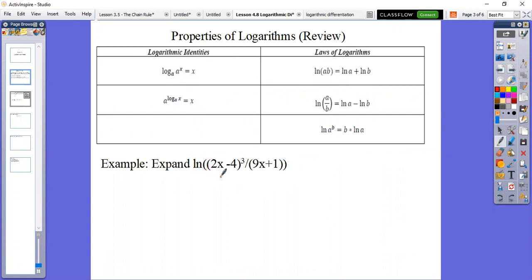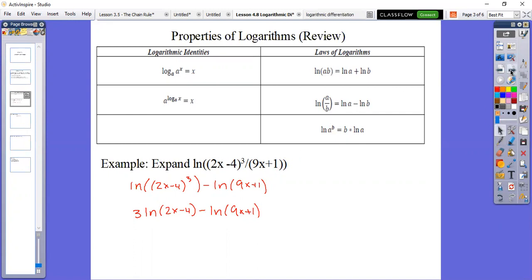So what we can do here is this division means we can write this as two separate logarithms. So this is ln of (2x minus 4) to the third minus ln of (9x plus 1). And then we can apply this power rule right here, and we can rewrite this as 3 ln of (2x minus 4) minus ln of (9x plus 1). So this is now an expanded form, and when it comes to taking derivatives, it's going to be much easier to take the derivative of this than it would be to take the derivative of this.